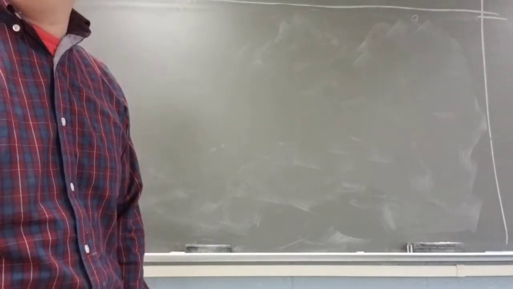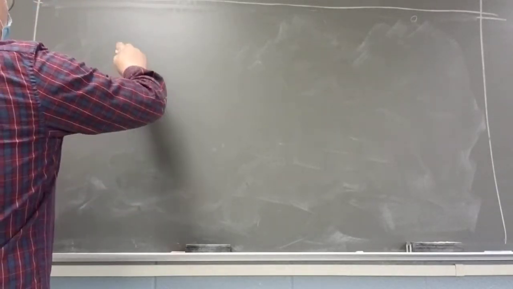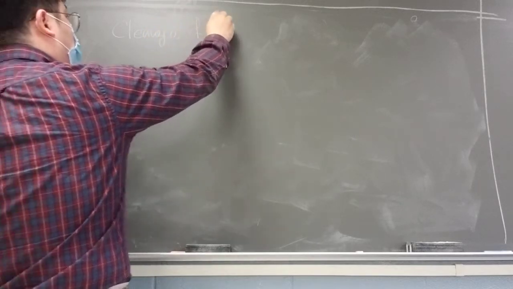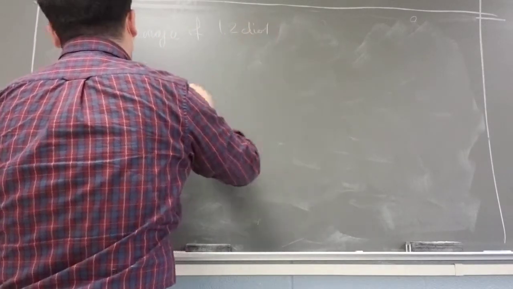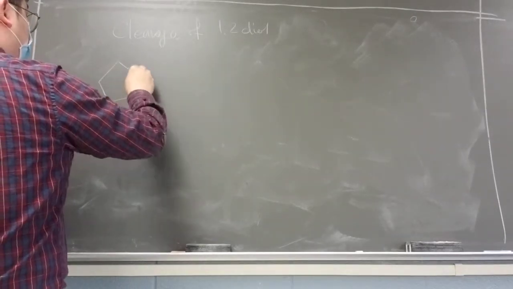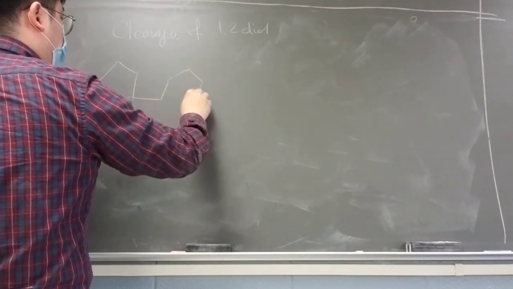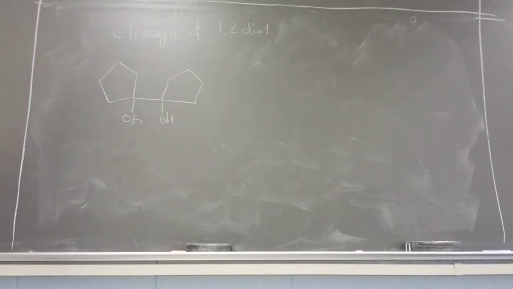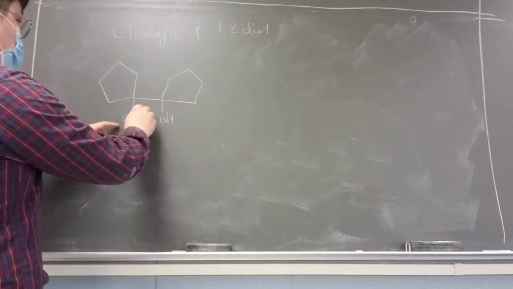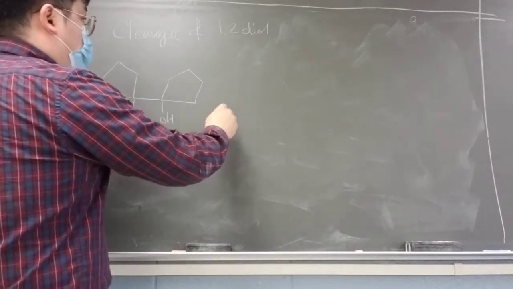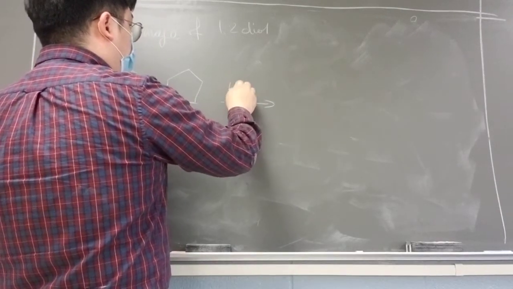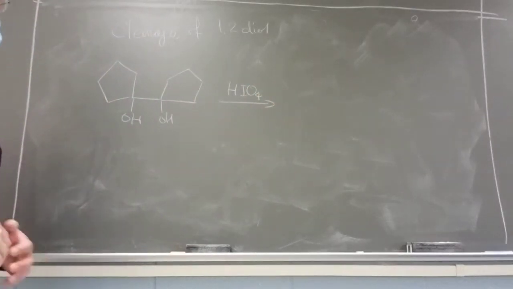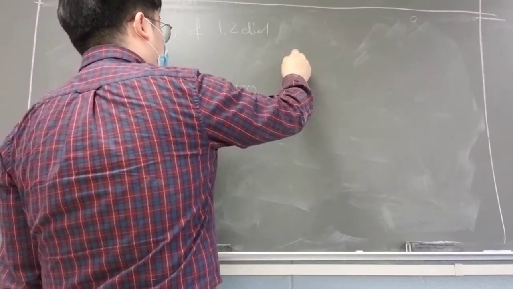The next one is the cleavage of 1,2-diol groups. So I can give you one example here. As you can see, this is the diol compound. Here we have two hydroxy groups. You can treat it with the periodic acid here. Okay, so you can treat it with the periodic acid here. This is what it looks like.